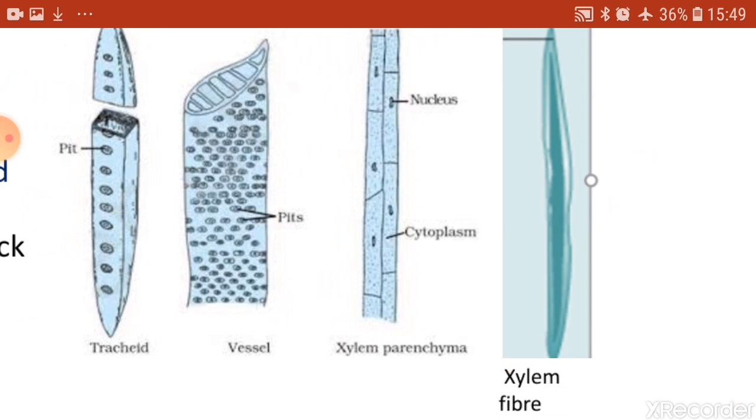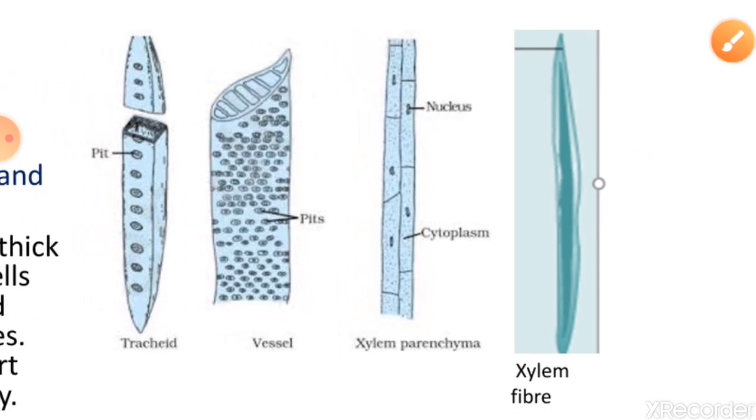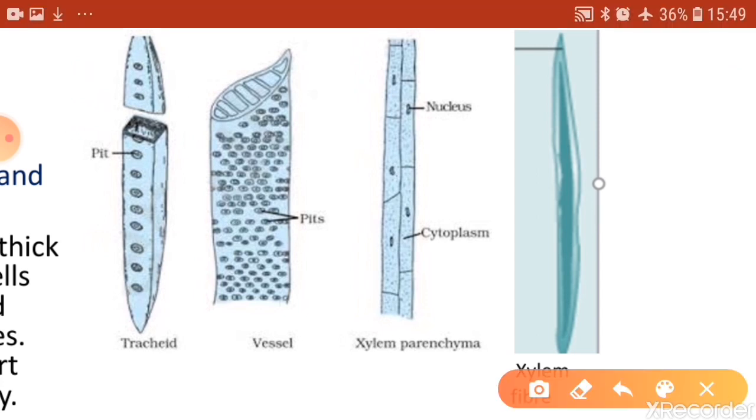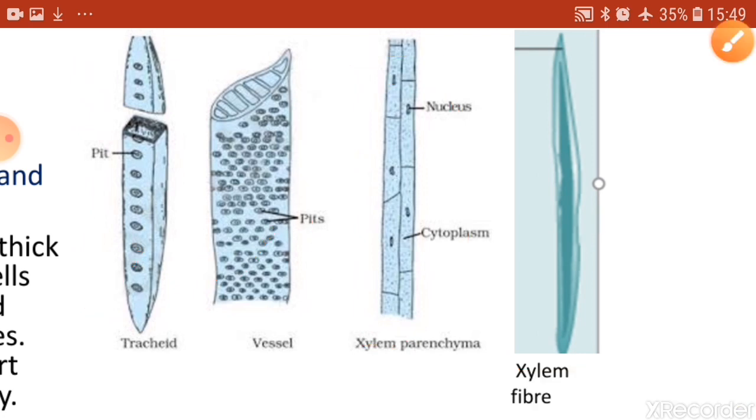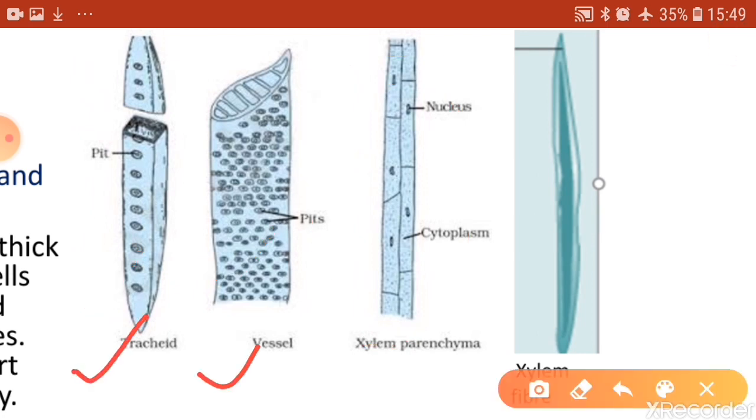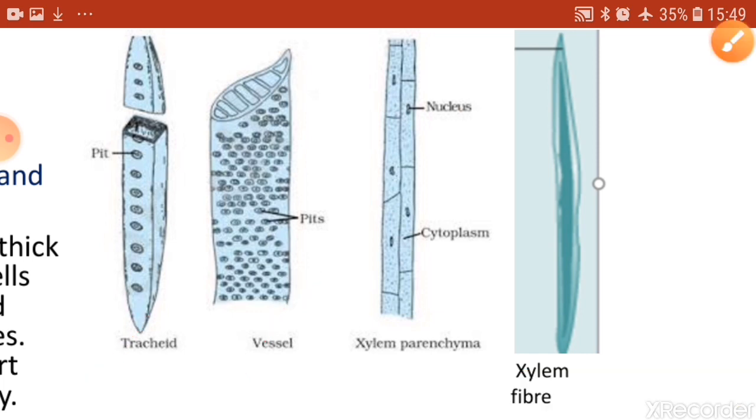So these are the four elements of xylem, and of these four, the tracheids, vessels, and xylem fibers are dead, and the only living unit of xylem is xylem parenchyma. The conducting elements of xylem are tracheids and vessels, which conduct water and minerals. Now coming to phloem.